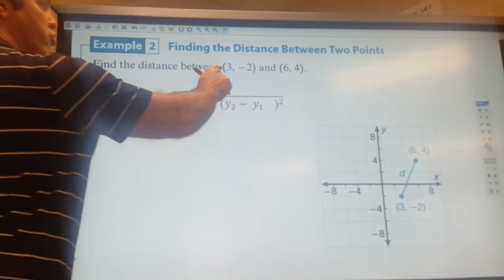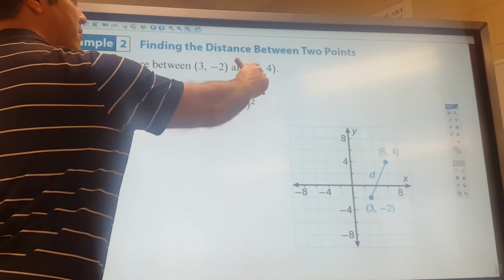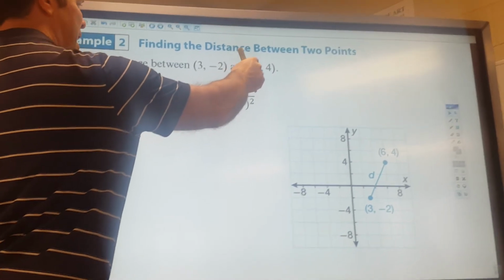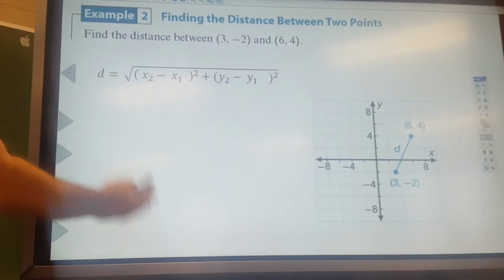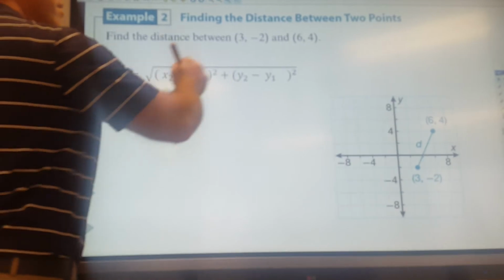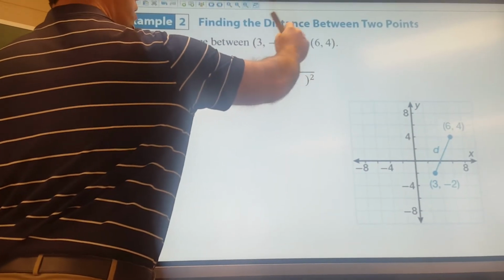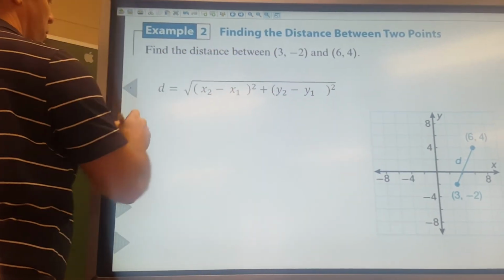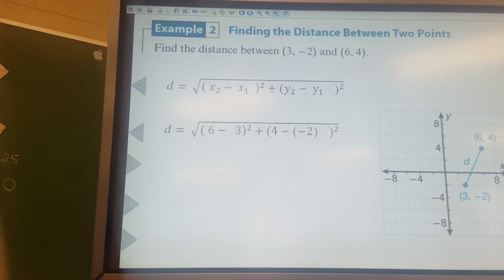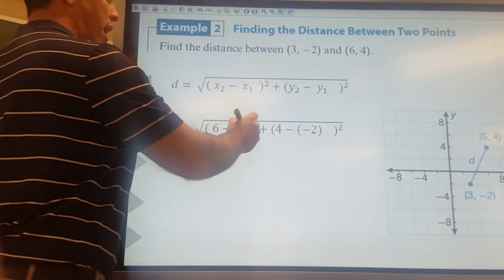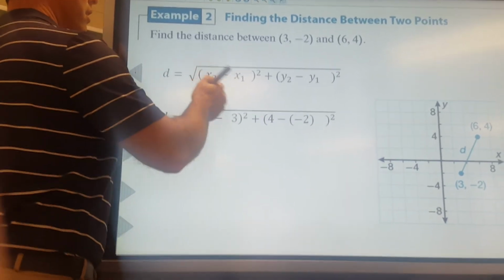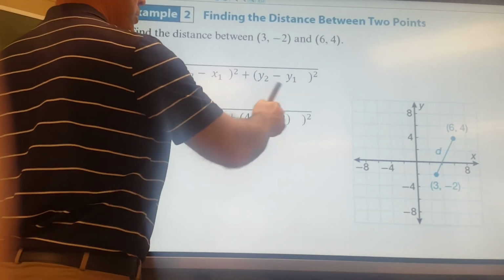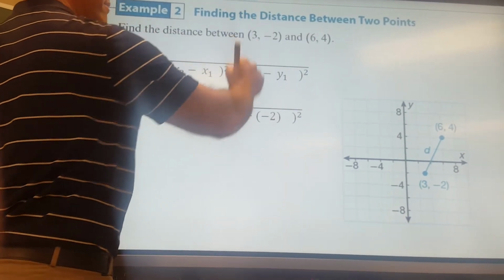Just simply subtract your x's. 3 minus 6, or if you like working with positive, 6 minus 3. Like I said, the order doesn't matter since we're squaring it. And then we're going to take 4 minus a -2. So we see there we just plug it in. Subtract your x's to get the distance of x. We do put this in parentheses, and then 4 minus a -2.